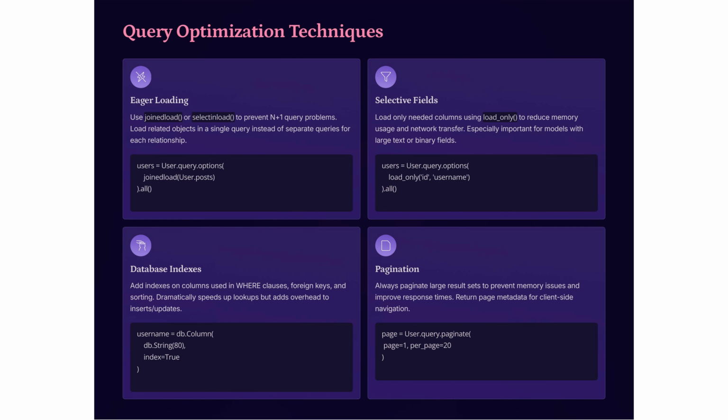Optimize queries by using joinedload or selectinload to avoid N+1 problems, loading related objects in one query. Use load_only to fetch necessary columns, reducing memory and network usage. Index columns in where clauses and foreign keys for faster lookups. Implement pagination to manage large datasets efficiently, enhancing performance and response times.